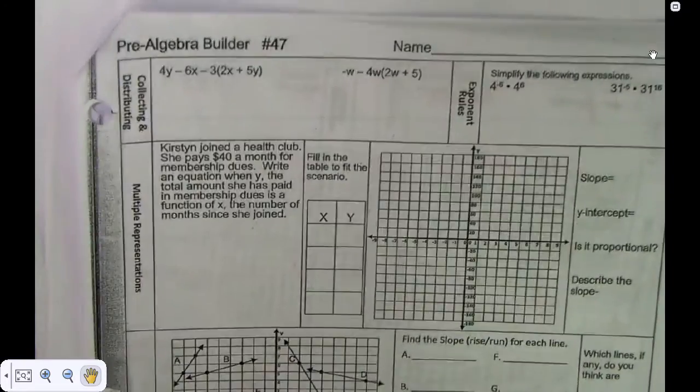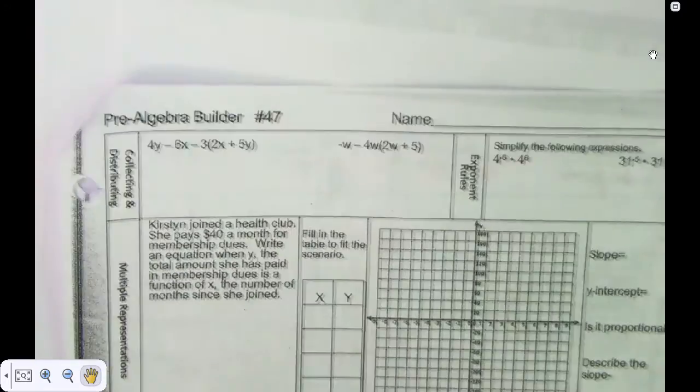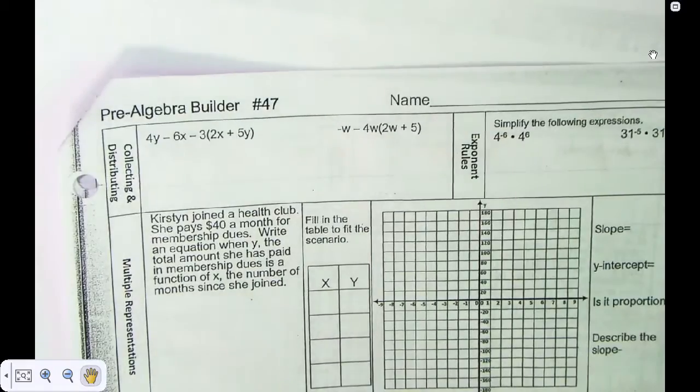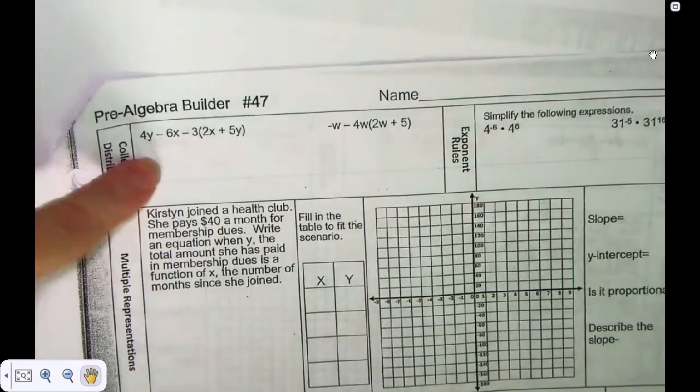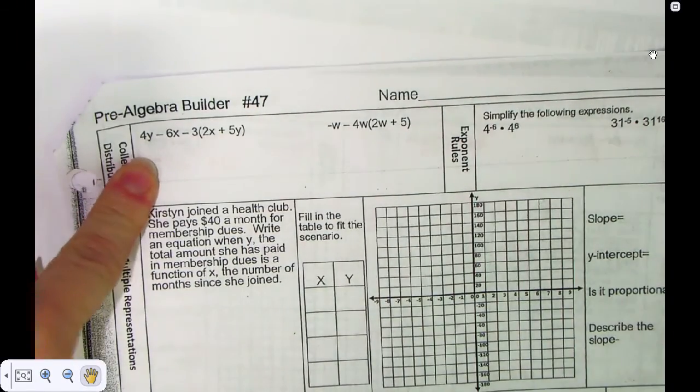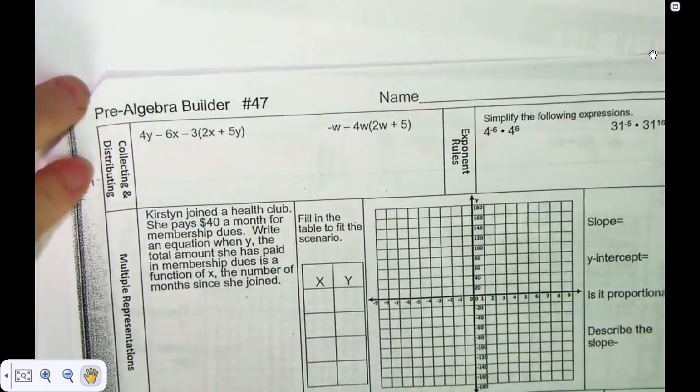Okay, look at 47. I know I skipped 43. I did that on purpose. Okay, so look at 47. Very quickly, I want to go through this. Who has finished 47? Anybody? Okay, one person. All right, that's fine.